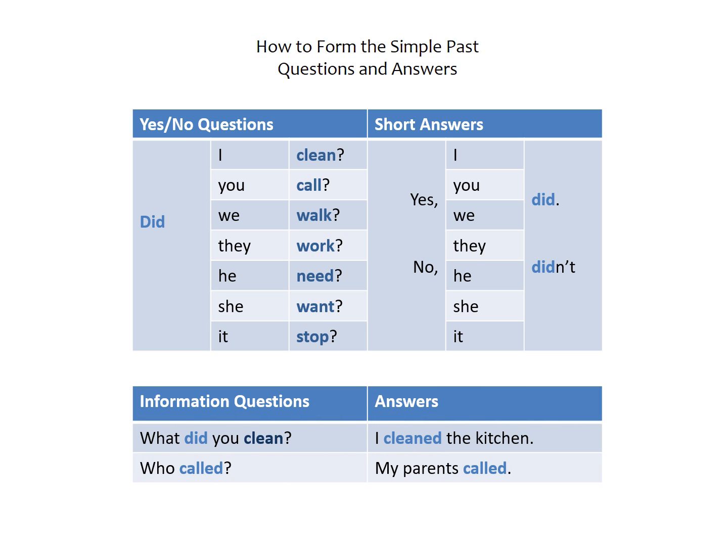With information questions, begin with the question word and then follow with the helping verb and then your subject and then your main verb. So for example, what did you clean? Well, I cleaned the kitchen. Now in some question words, the question word itself is the subject, as we see in who called. Who is the subject? So you just replace who with the person that called. So my parents called.